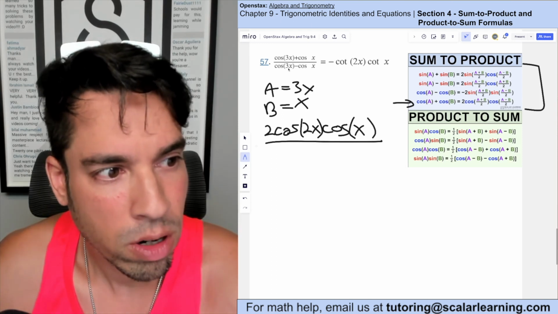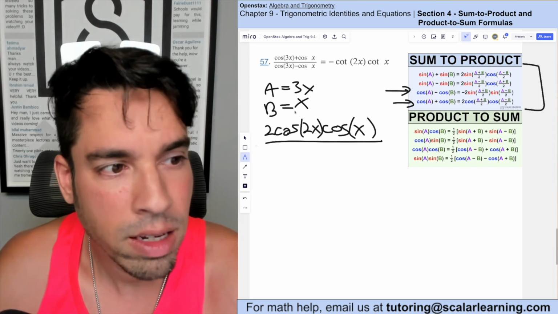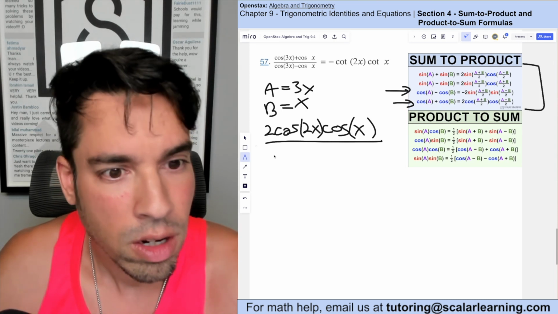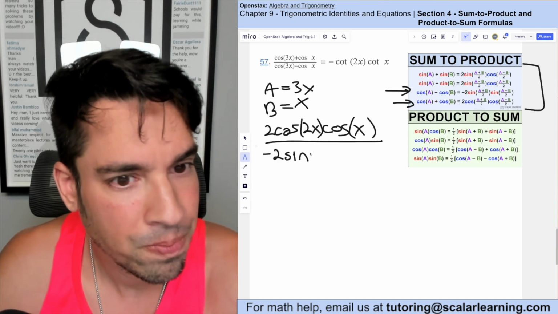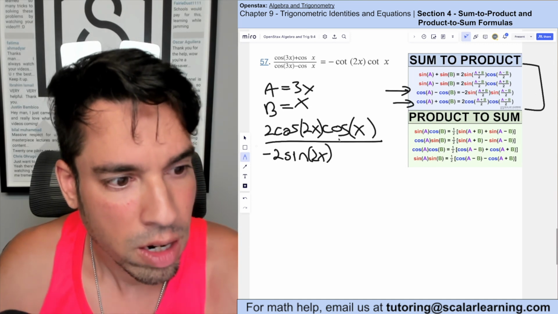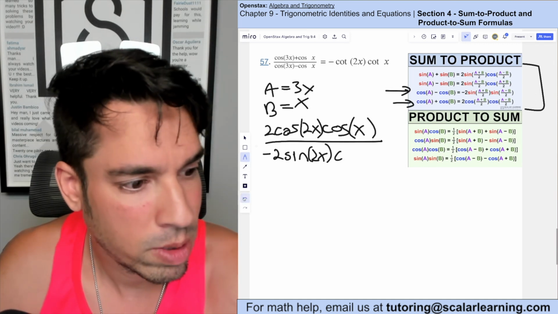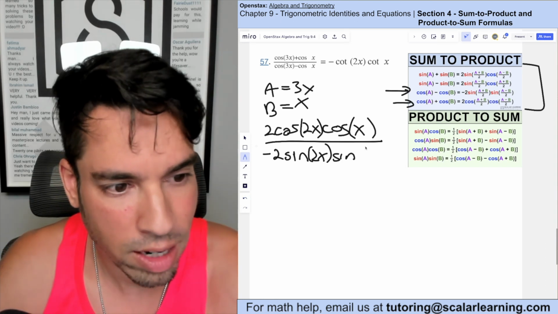Now for the second part, we've got cosine minus cosine, so we're going to be using this one. And a and b are still the same, 3x and x. So now we have negative 2 sine of (a plus b) divided by 2, that's 4x divided by 2, which is 2x. And then we've got sine again of (a minus b) divided by 2. Again, that's just x, just like we have up top.